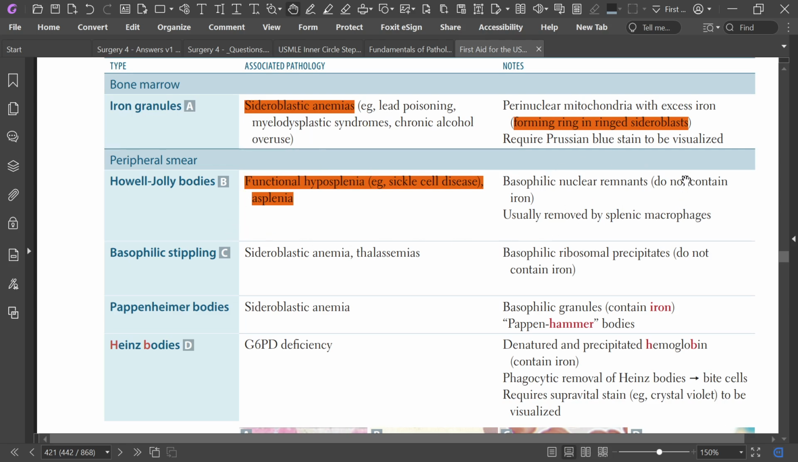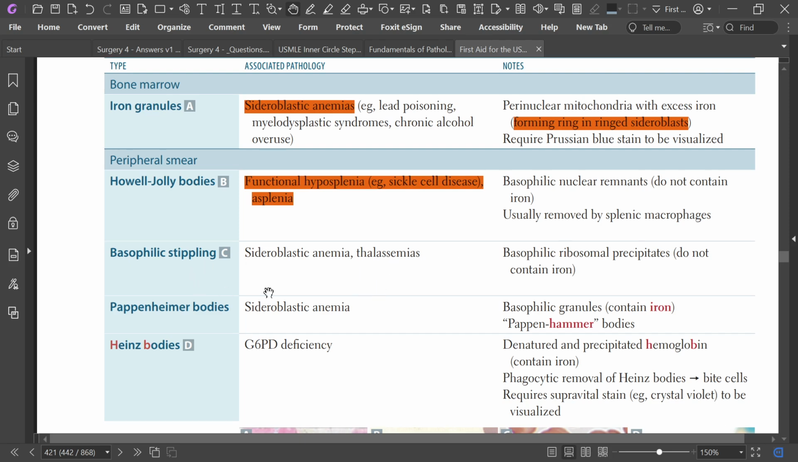Howell-Jolly body is a basophilic nuclear remnant. It does not contain iron. But in sideroblastic anemia, there are ring sideroblasts. Howell-Jolly body is usually removed by splenic macrophages.